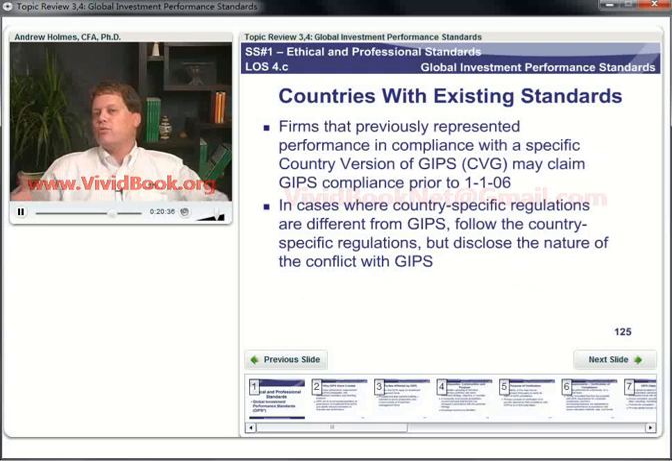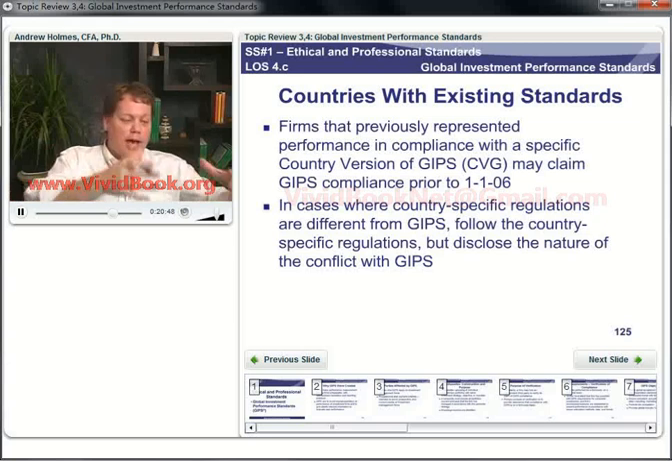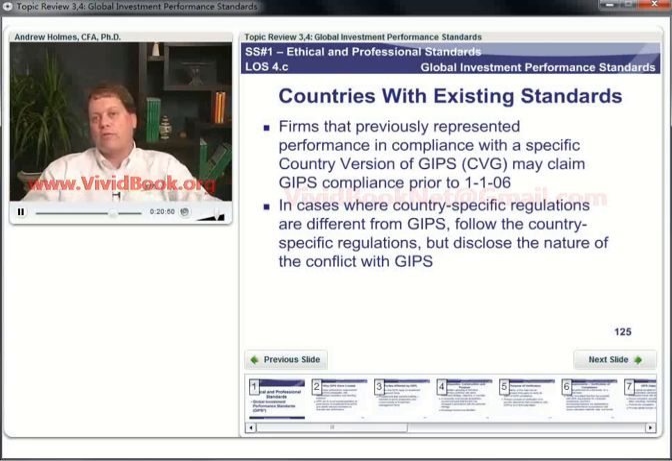Now, this is really a history lesson for most of you, but we used to have the country versions of GIPS. So if there was a particular country that had some sort of presentation laws of their own, we had a country version for country A and a country version for country B. Well, what it boils down to is that firms that previously represented their performance in compliance with a specific country version of GIPS can claim compliance prior to 1/1/06. This is the date where we did away with those and we unified under a single standard.